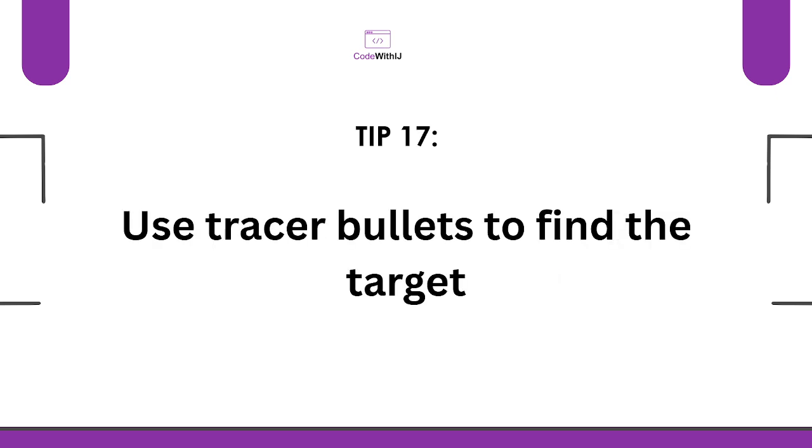Tip number 17 says use tracer bullets to find the target. So I was very curious about what a tracer bullet is. I just found out that a tracer bullet is what soldiers use to track. They use it to monitor. I think it's almost like a sniper thing. They use it to mark those axes or something like that. I'm not too sure what a tracer bullet is. So anybody that has a very simple idea of what a tracer bullet is, please come and tell me.